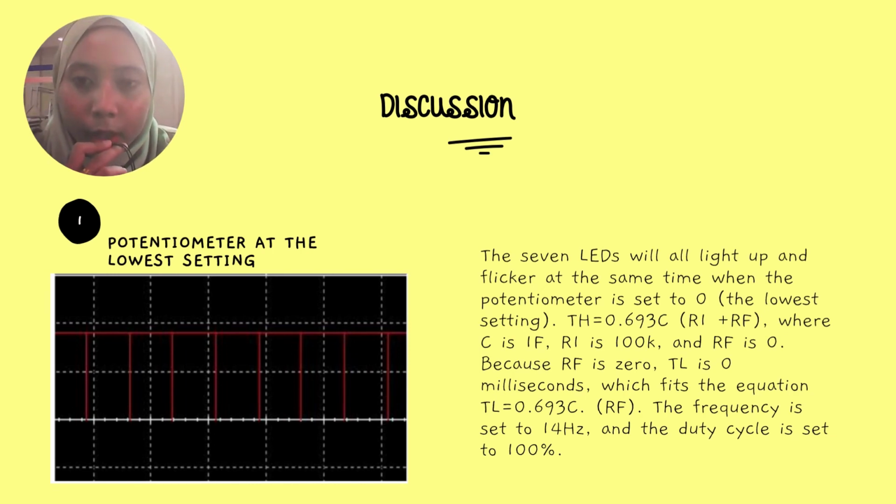Potentiometer at the lowest level. The 7 LEDs will all light up and flicker at the same time when the potentiometer is set to 0, which means the lowest setting. TH will be 0.693C multiplied by R1 plus RF, where C is 1 F, R1 is 100K, and RF is 0. Because RF is 0, TL is 0 milliseconds, which fits the equation TL equals 0.693C multiplied by RF. The frequency is 40 Hz and the duty cycle is 100%.